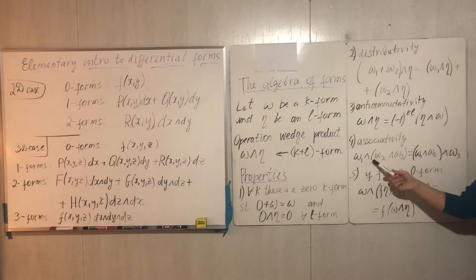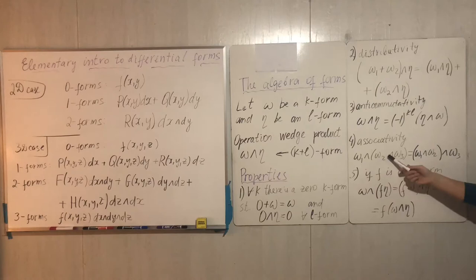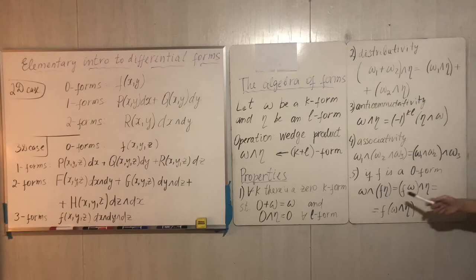And we have associativity property, right? Omega 1 wedge with omega 2 wedge omega 3, we can put parentheses differently, and if we have an F form, if F is a zero form, so just a function, we can put it everywhere. So basically a good analogy would be if you think of two vectors and a cross product of two vectors, and if you have a scalar, you can put scalar anywhere, and also with cross product, when you switch the order, the sign changes.